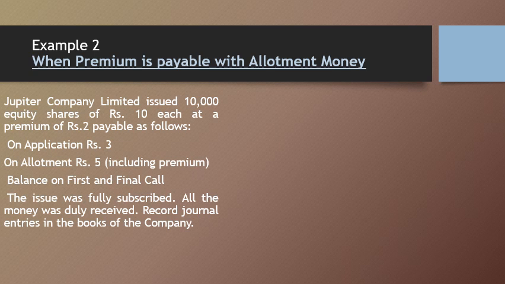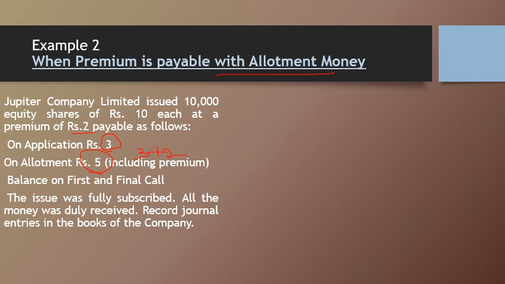Then here is our example 2, which deals with when the premium is payable with the allotment money. Same problem, but the premium is payable with the allotment money. The company issued 10,000 shares of rupees 10 at a premium of rupees 2, payable as rupees 3 on application and rupees 5 on allotment, including premium. So our premium amount is rupees 2 here, so the balance will be the allotment money. So 5 minus 2, 3 will be the allotment money, and the balance on first and final call.